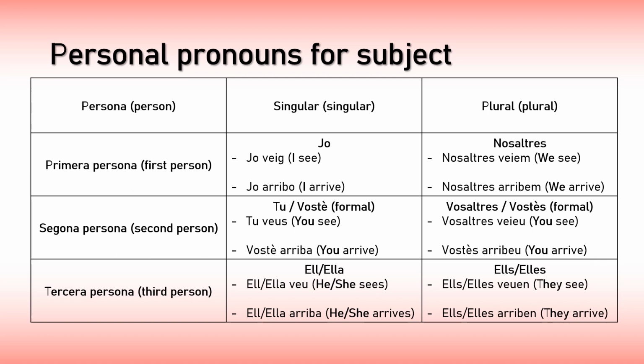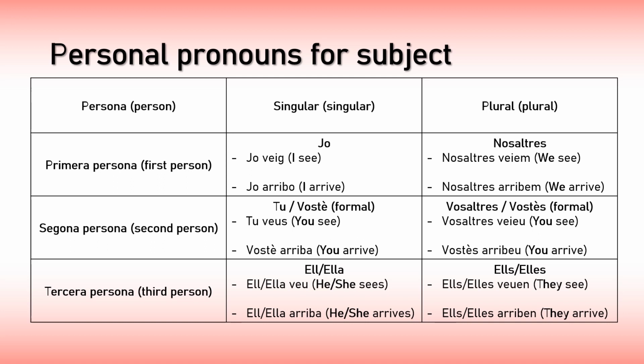For the second person, that is, if you are talking to someone directly and you refer to that person directly, you use tu or vostè. The difference between these two pronouns is that vostè is more formal. It is still used and you use it with older people or customers or people that you want to show respect. Tu veus, vostè arriba.